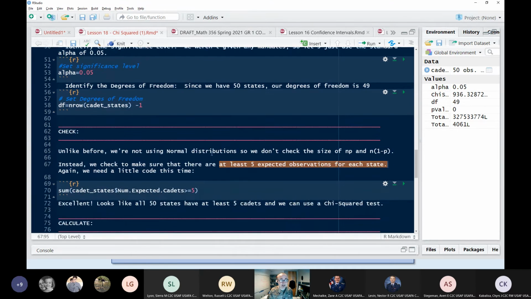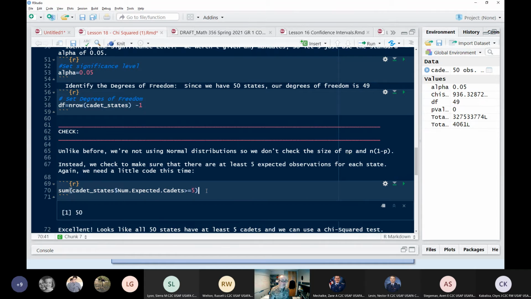If we want to check all of them, the easiest way for me is to look at the number of expected cadets for each state, check if it's greater than or equal to 5, and then count how many times that happens. If I run that, I get 50. So there are 50 times where the number of expected observations is greater than or equal to 5. I have 50 states, or 50 categories, so I'm good.